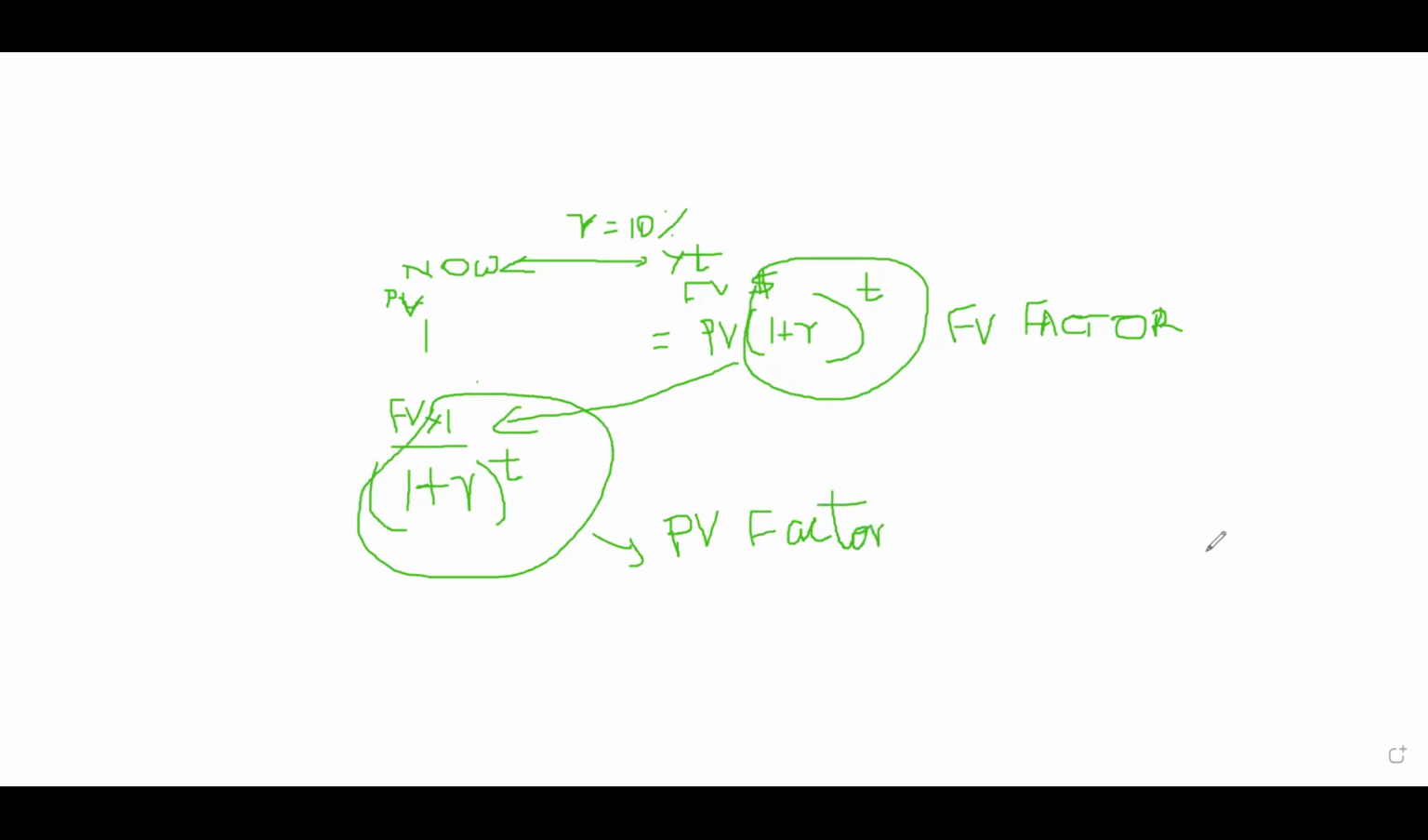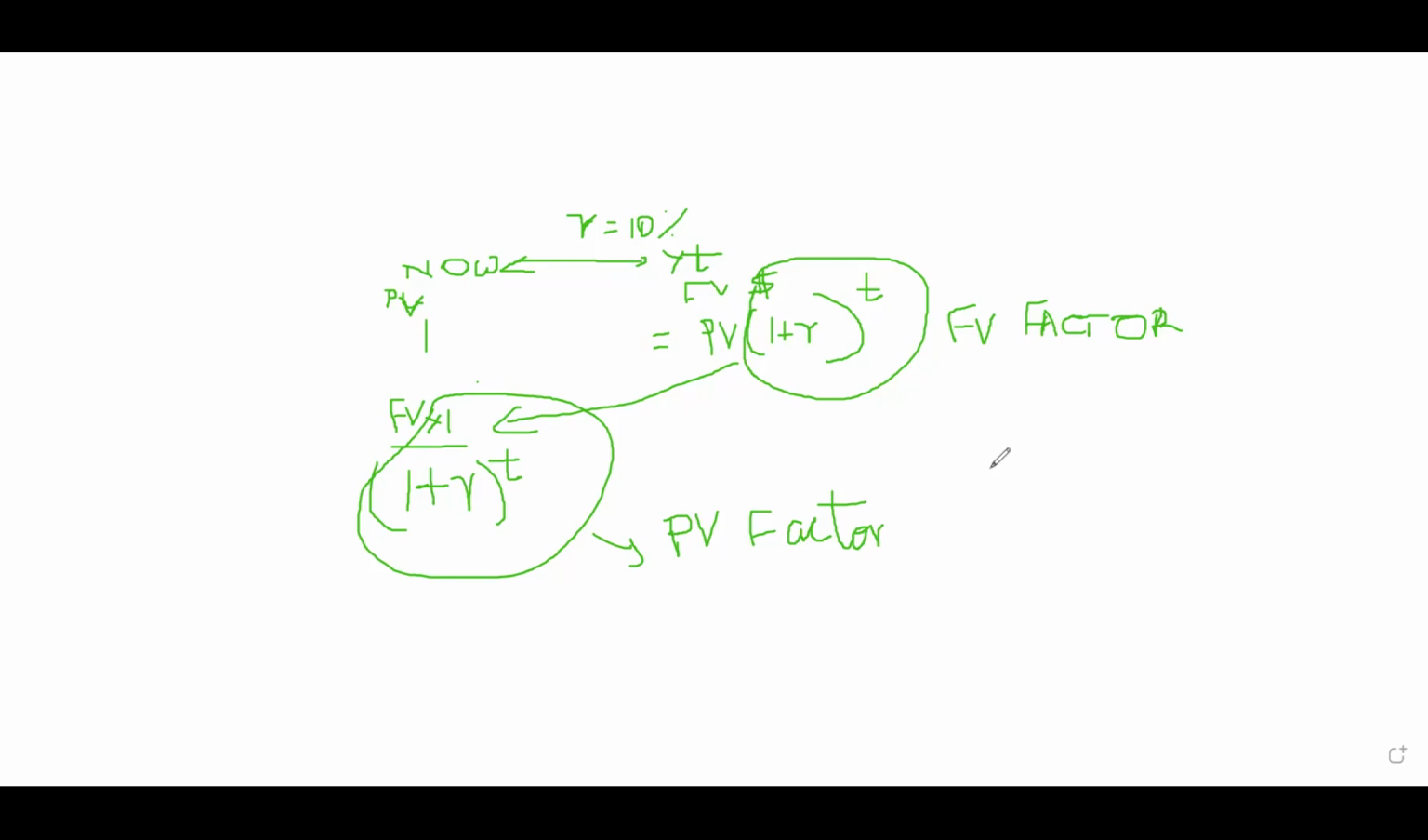Okay. So this is the link. This compound interest formula is the link from moving between today's dollar and tomorrow's dollar. It's very simple. This 1 plus R to the power T is the link. This is the future value factor.